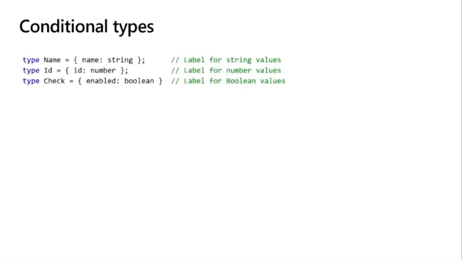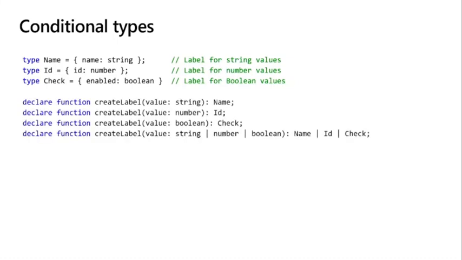And the latest addition to the family here is conditional types, which allows us to express non-uniform type mappings. And I'll give you some examples here. Let's say I have 3 types: Name, ID, and Check. And let's say that they represent labels that I want to put in my UI. I have a certain kind of UI element that's called Name that I use for strings, and IDs I use for numbers, and Checks I use for Boolean values, right?